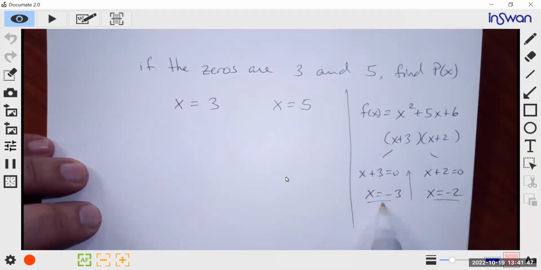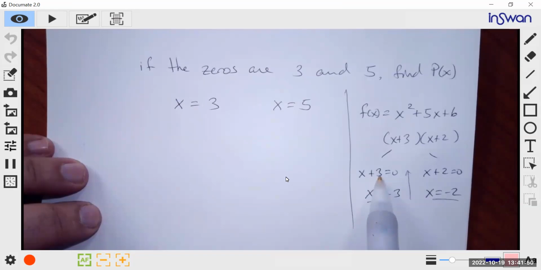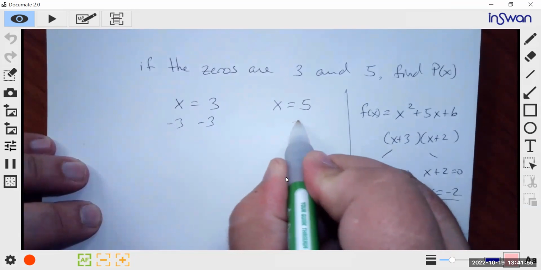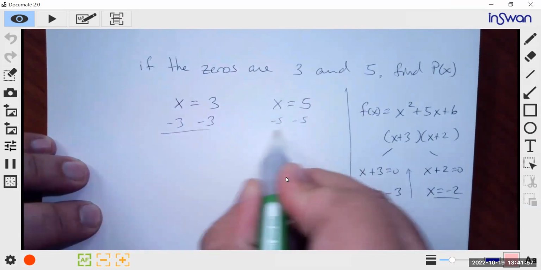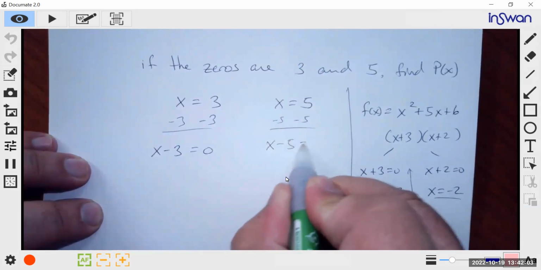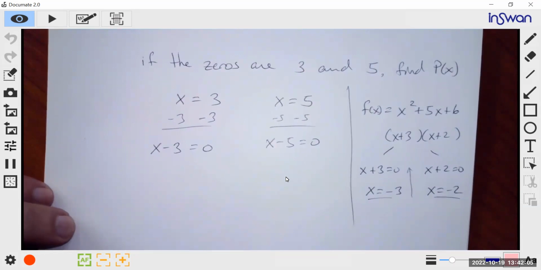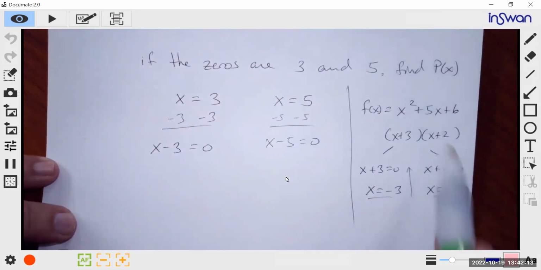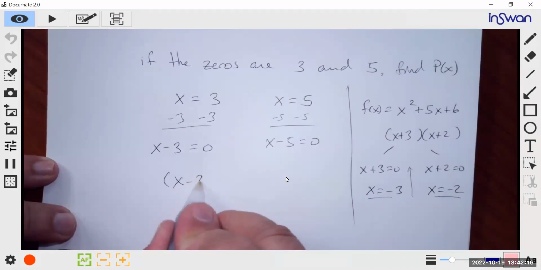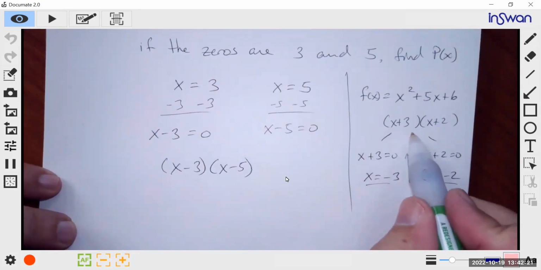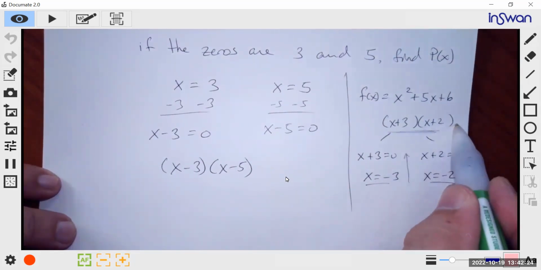Your first step is make it equal to 0. How do you do that? Subtract 3 from both sides. Subtract 5 from both sides. So x minus 3 equals 0. X minus 5 equals 0. So if I give you the zeros, make them equal 0. Now put those two together. So I have x minus 3 times x minus 5. What do I do when we have these two? I multiply them.